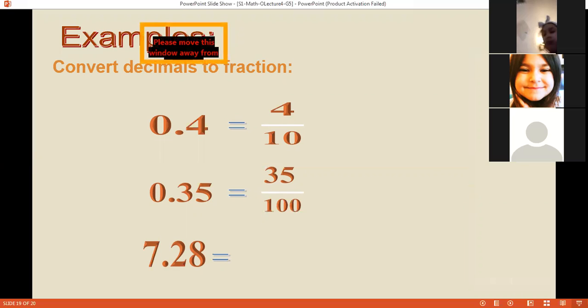728 over 100, because I have only 2 digits in the decimal part, which is hundredths. So we write 728 over 100.